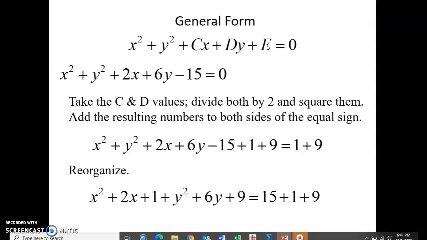Now, the other thing that we did that you might not have seen is that in the middle here we had a negative 15. Well, now it's on the other side of the equal sign as positive 15. Okay, that's another piece of reorganization. So the only stuff we're keeping on the left is the stuff that deals with the x's or the y's. Everything else goes to the right-hand side of the equal sign. Okay. All right, next slide.